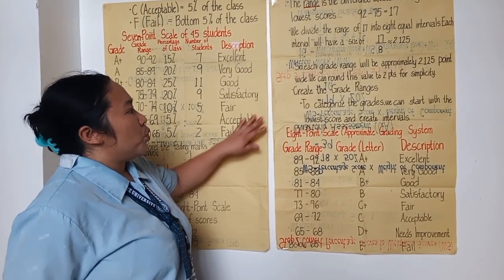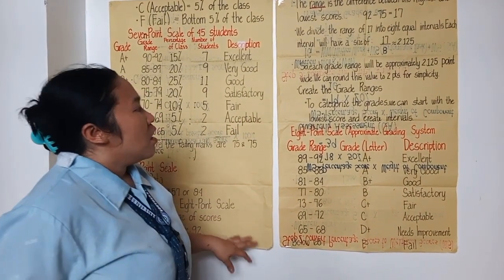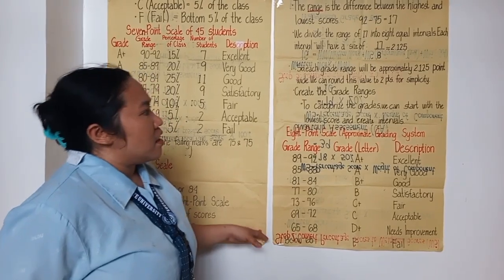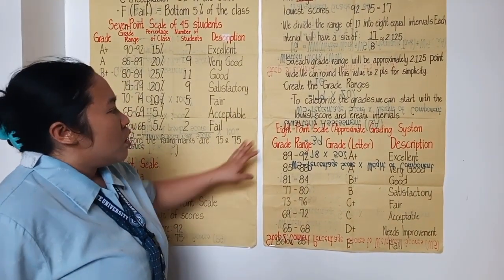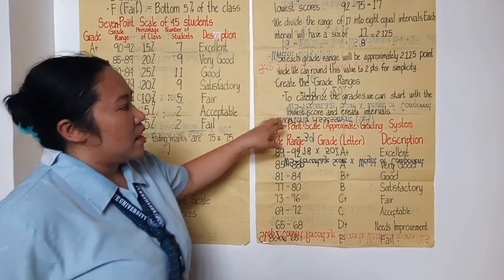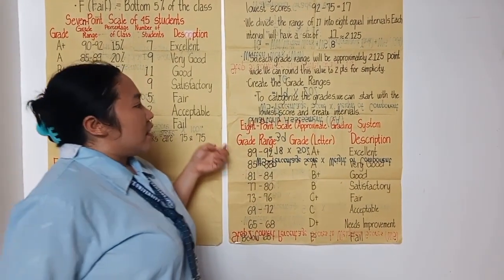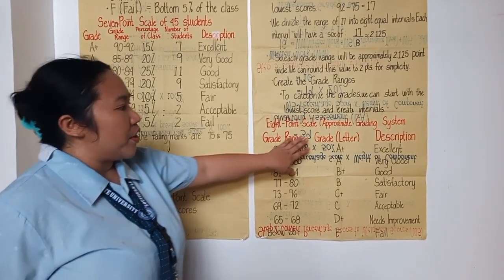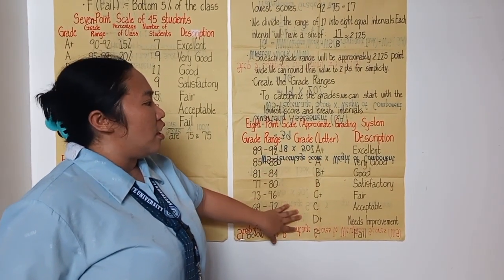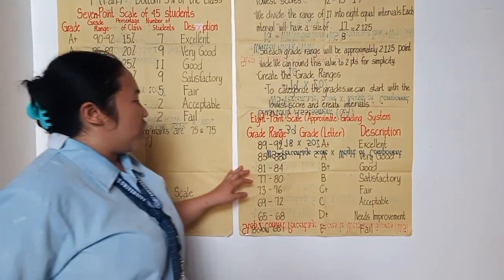Then we are going to create the grade ranges. To categorize the grades, we can start with the lowest score and create intervals. The 8-point scale is an approximate grading system. So the grade range is the first column, the grade letter the second column, and the description the third column.